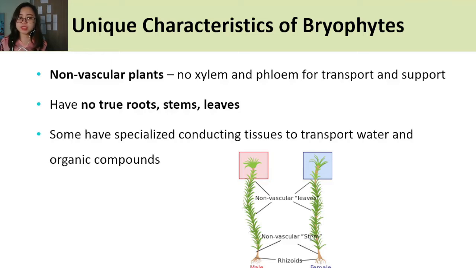Some of the bryophytes may have specialized conducting tissues to transport water and organic compounds. So walaupun dia tidak ada xylem dengan phloem yang benar, dia mungkin ada beberapa tisu yang khas untuk memindahkan air dan juga products of photosynthesis. The cell walls lack lignin. So all of these cells in bryophytes are not as tough as the cells in angiosperms. So dia bukan macam kayu balak punya sel. Kayu balak punya sel banyak lignin. Ini tiada lignin. Jadi dia lembut-lembut.